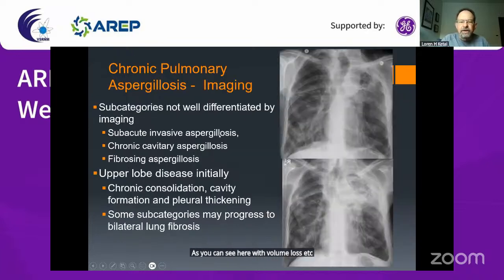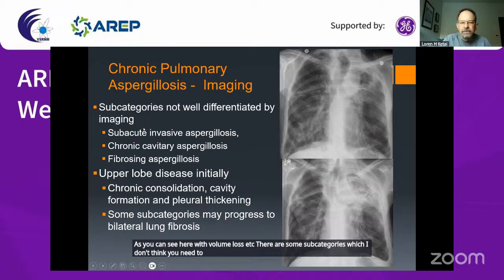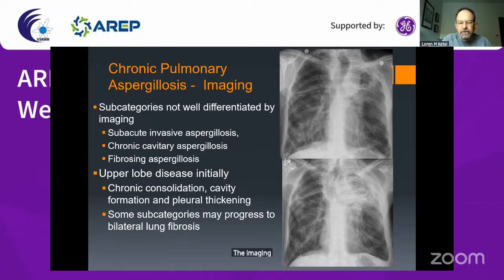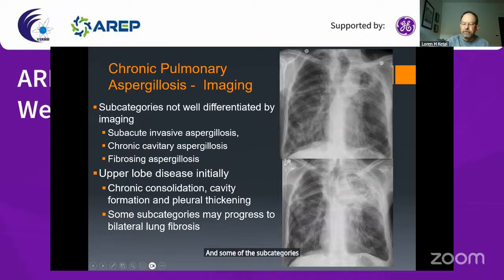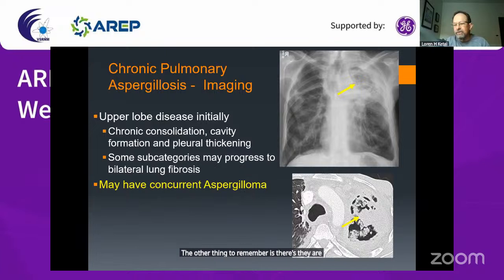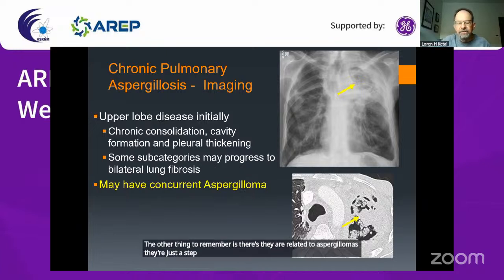There are some subcategories which I don't think you need to know because they're not well differentiated on imaging. The imaging characteristics to remember, as we saw in that last chest radiograph, is they initially start in the upper lobe, cause chronic consolidation and cavity formation, and pleural thickening. And some of the subcategories can progress to bilateral fibrosis. The other thing to remember is they are related to aspergillomas. They're just a step further in the progression of disease. And because of this, they may have concurrent aspergillomas, as you can see pictured here.